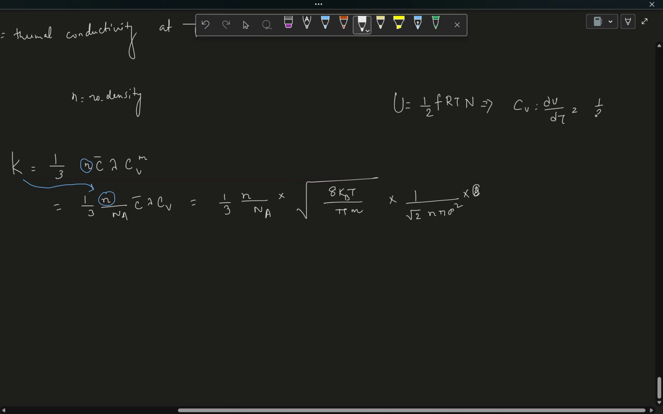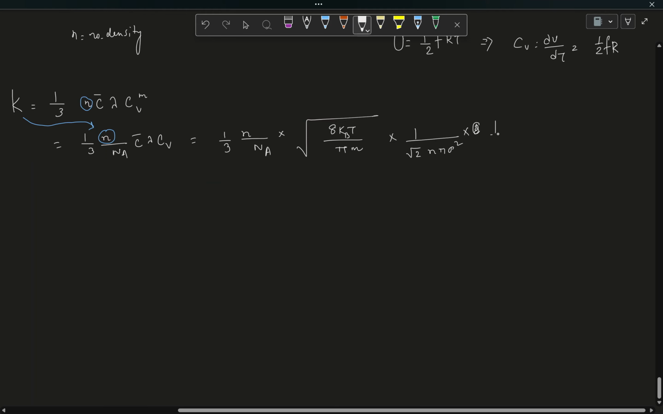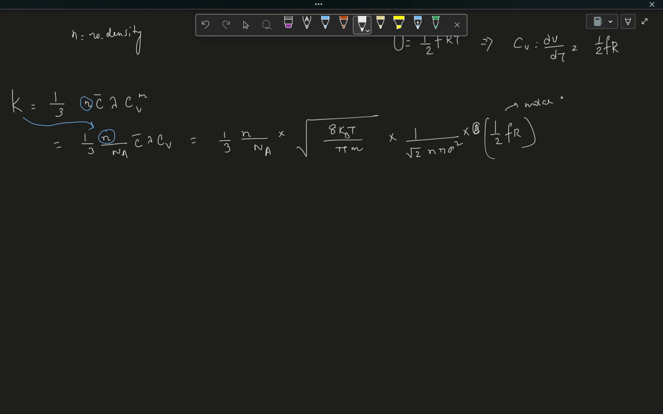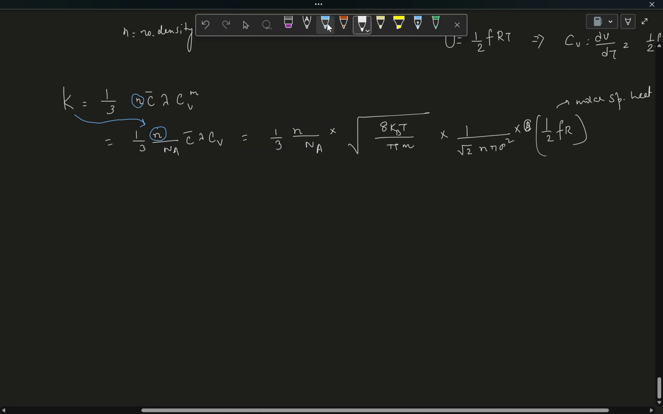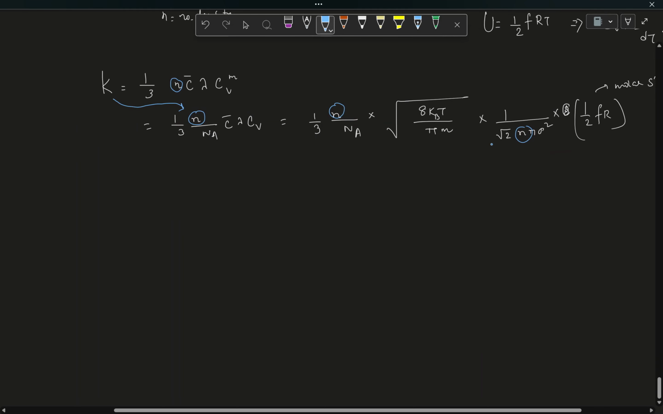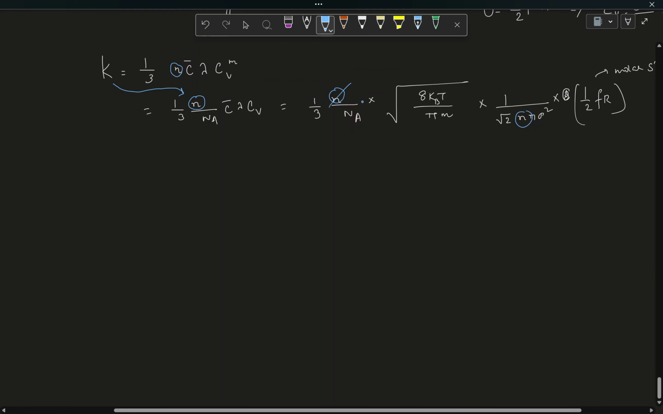So then it is just half F R, because we are talking about 1 mole, so there will be no N here, so this is just half F R, where F is the degrees of freedom and R is the universal gas constant. So you know that this is a constant value, the molar specific heat for 1 mole. So obviously this has no dependence on n. Only dependence on n comes from the already present n and this n in the mean free path lambda. So this n and this n are cancelling out.